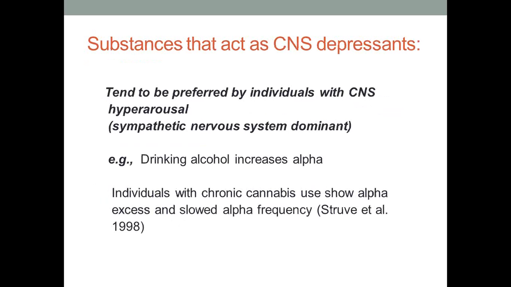Substances that act as CNS depressants tend to be preferred by individuals with hyperarousal, or as you may know it, an overarousal pattern. The sympathetic nervous system is dominant. This would be, such as drinking alcohol, how it increases alpha when that happens. And a lot of pot smokers, the chronic cannabis users, will also show excessive alpha, usually in a slowed alpha frequency, though.